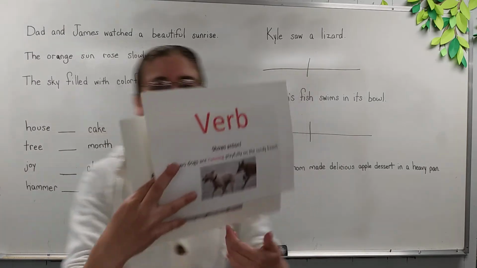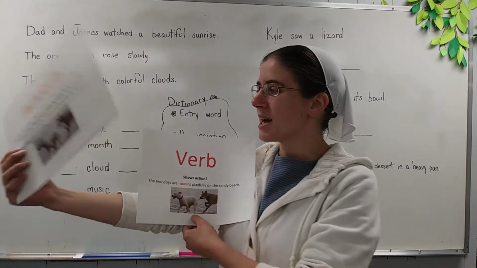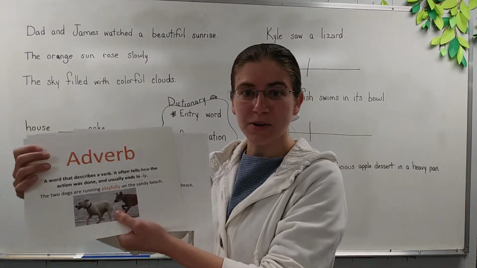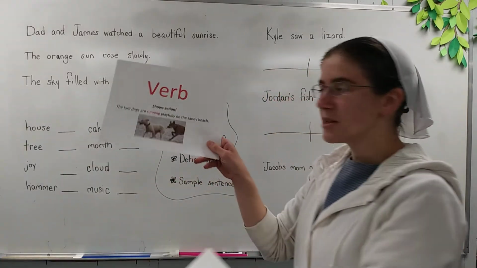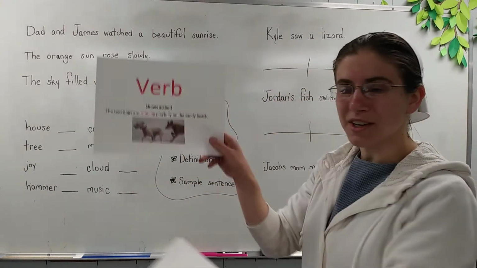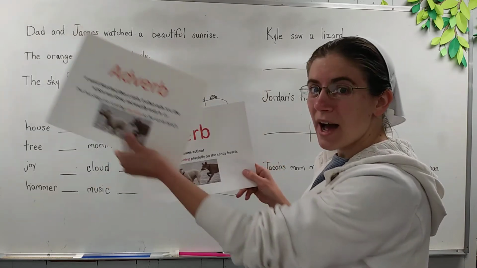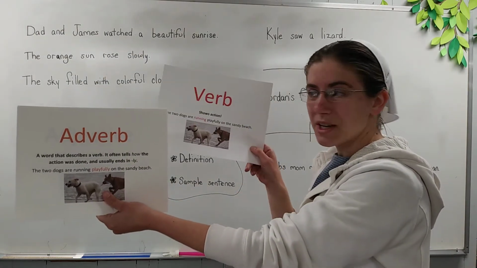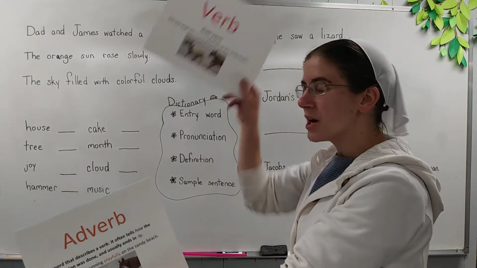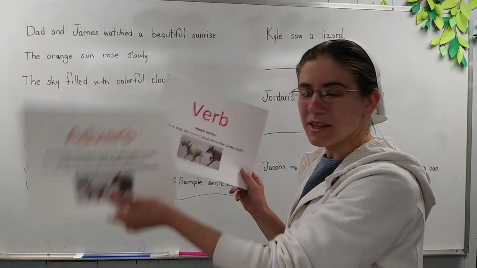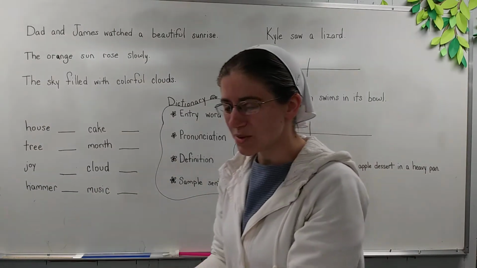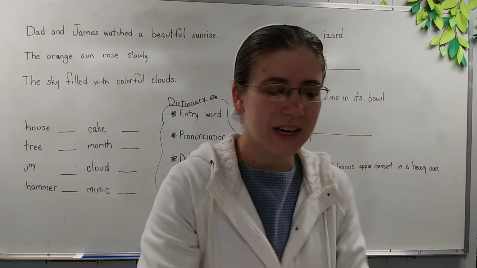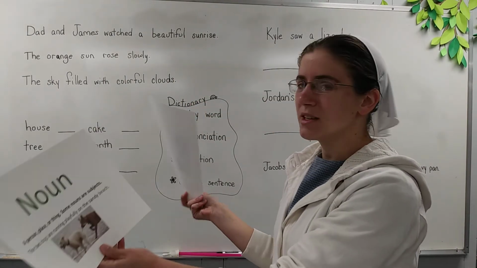Adverbs describe verbs. Let me come on this side. An adverb tells how the action was done, and a verb shows action. Okay? Adverbs tell how the action was done. The dogs are running playfully. Okay? And we'll review two more yet, adjectives and nouns.